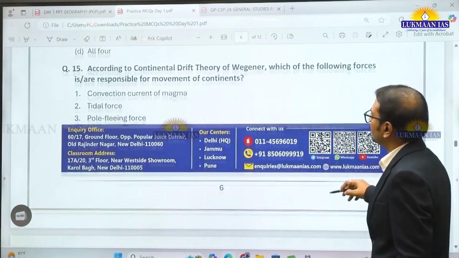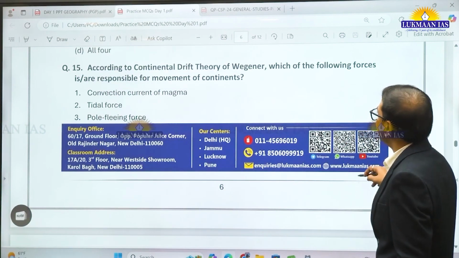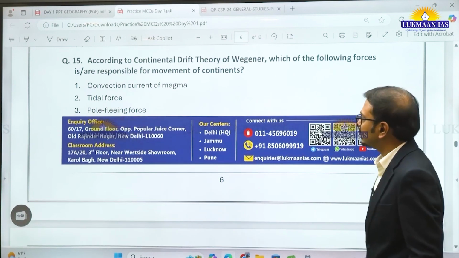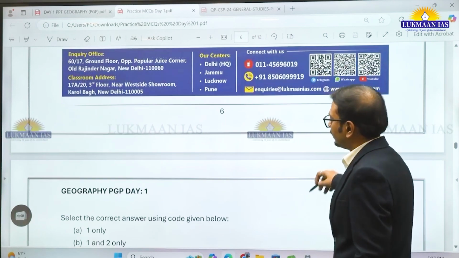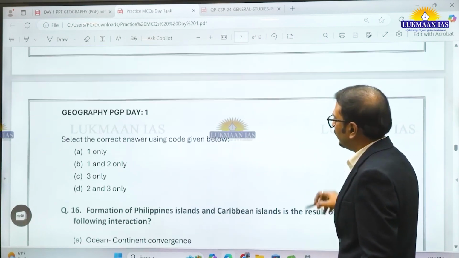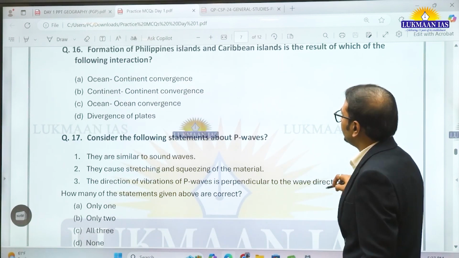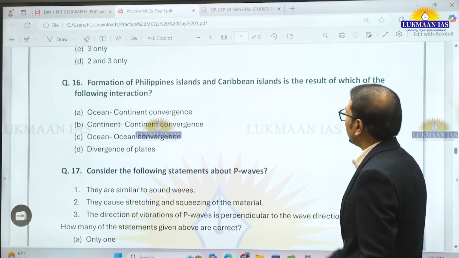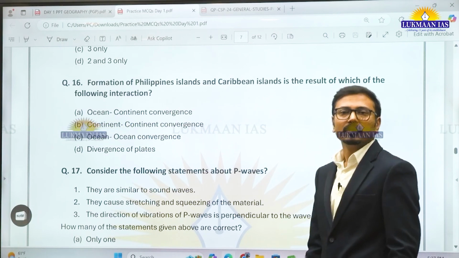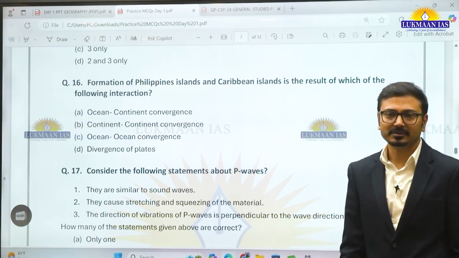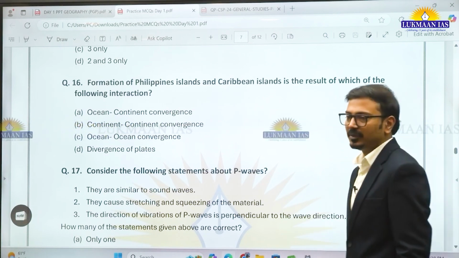What about this one? Continental drift theory of Wegener. Which of the following are forces? Tidal and pole flowing. 2 and 3. Okay, 2 and 3, D only is the answer. What about this one? Formation of Philippine Islands and Caribbean Islands. Ocean convergence. Okay, ocean convergence.